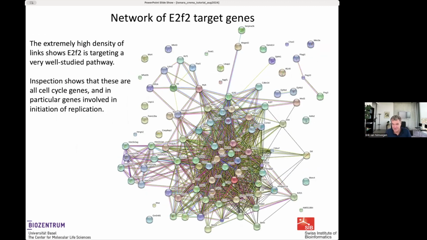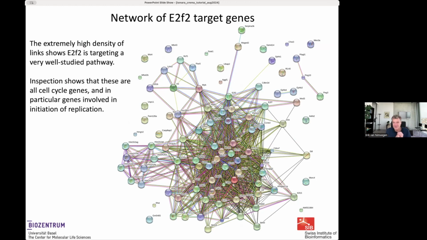If you look at the STRING network of the targets of this motif, you get this incredibly connected set of genes. This is about as connected as it will ever look. And that tells you that this has been studied to death. Most of the time, the number of links is not really reflective of how many interactions there really are. It's just how intensely it has been studied, in my experience. And so this is apparently a process that has been intensely studied.